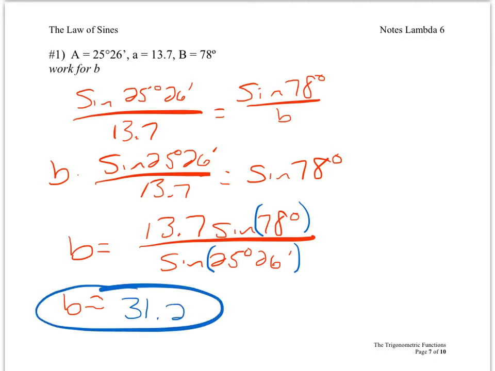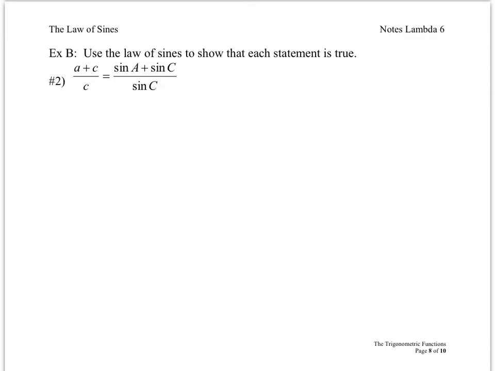We found all the missing measurements, therefore we solved this triangle and it is completed. Please note, we did not use any rounded numbers to find other answers. It is true that some of our answers are rounded, but we did not use the rounded numbers to find other answers. Example B, use the law of sines to show that each statement is true.